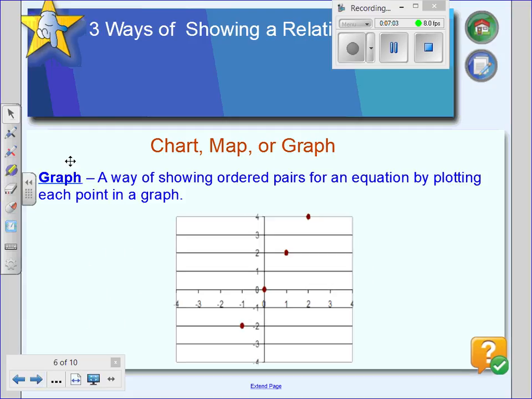The last way we'll represent a relation is by graphing. So it's a way of showing our ordered pairs for an equation by plotting each point in a graph. So here our points are (-1, -2), (0, 0), (1, 2), and (2, 4). Those were the points that we had in the relation, and then we plotted them all. So a graph you have seen many times. You just plot your coordinates and get them on the graph. And that's how we'll show a relation using a graph.